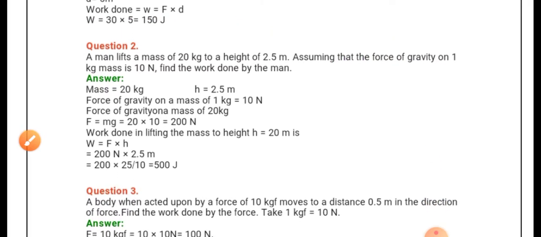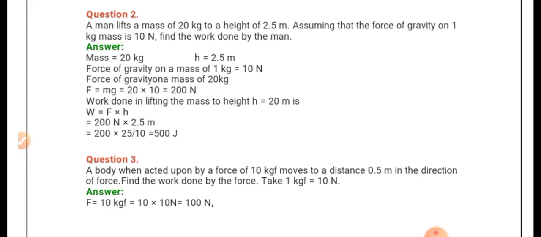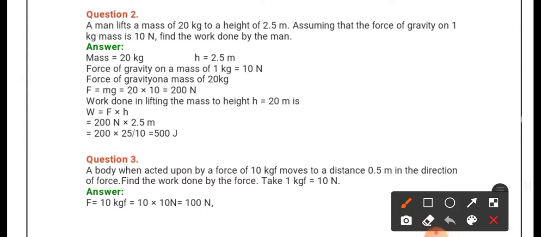Now when you come to question number 2. A man lifts a mass of 20 kg to a height of 2.5 meter. Assuming that the force of gravity on 1 kilogram mass is 10 Newton, find the work done by the man. Now here mass is given 20 kilogram, height is given 2.5 meter, and force of gravity on a mass of 1 kilogram is equal to 10 Newton, means for conversion only it is given.